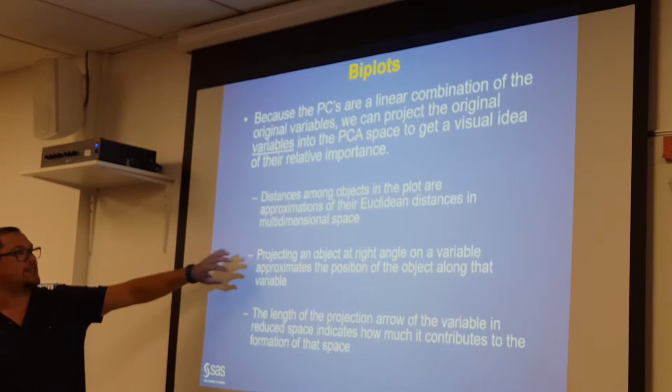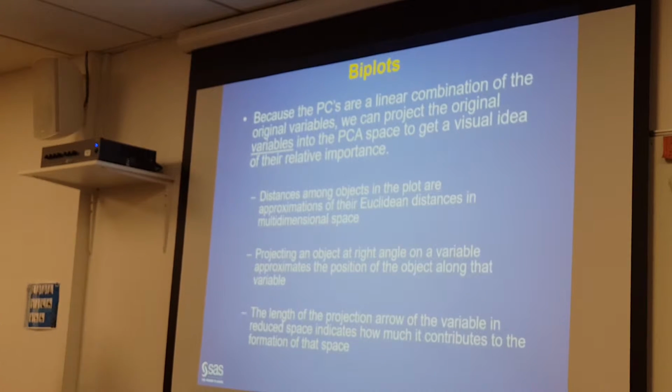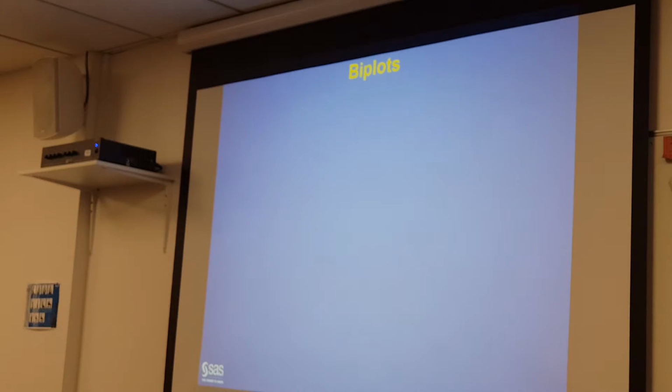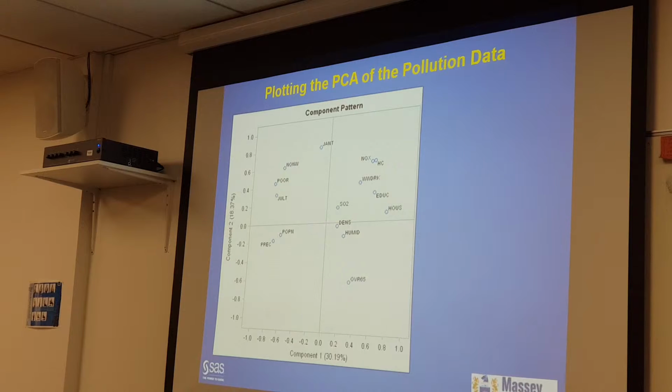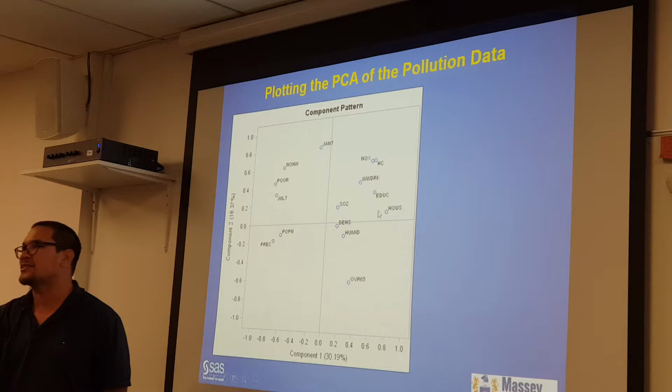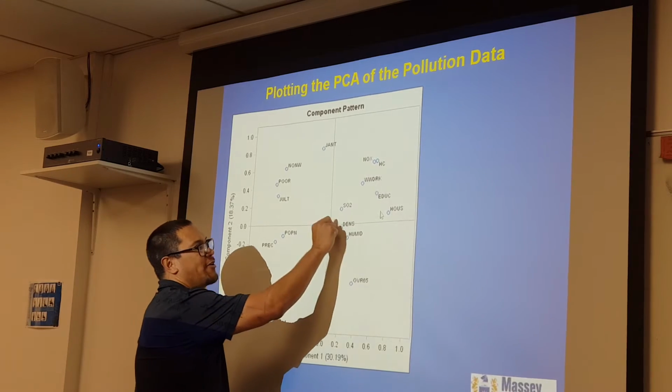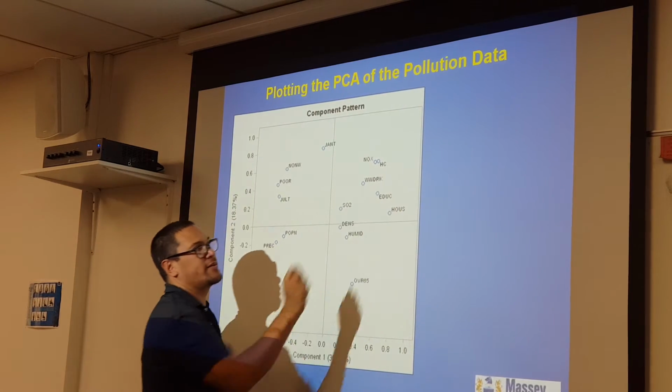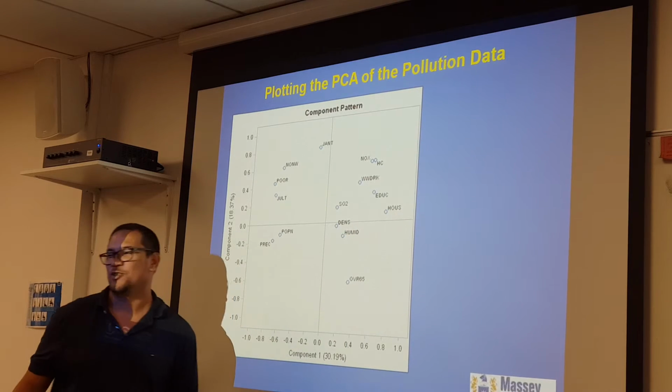So projecting an object at right angles on a variable approximates the position of that object along that variable. The length of the projection arrow, so that would be if these were vectors rather than just points. Think of them as an arrow going from 0 to all of these things. So we're going to produce a plot that creates these things as arrows. Here's the arrow going to density. Here's the arrow going for housing. Houston, we have a problem.